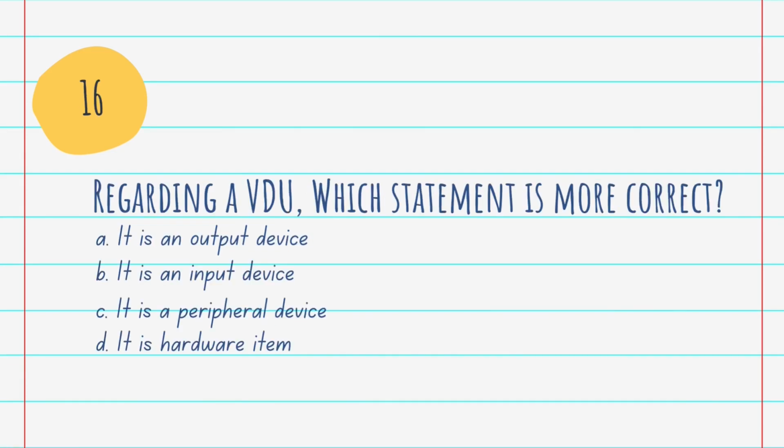Question number 16. Regarding a VDU, which statement is more correct? A. It is an output device. B. It is an input device. C. It is a peripheral device. D. It is a hardware item. And the answer is C. It is a peripheral device. Regarding a VDU, it is a peripheral device, that is the more correct option. Hence option C is correct. Visual display units could also be peripheral devices or could also be integrated with other components. Video displays images produced by a computer or other device.